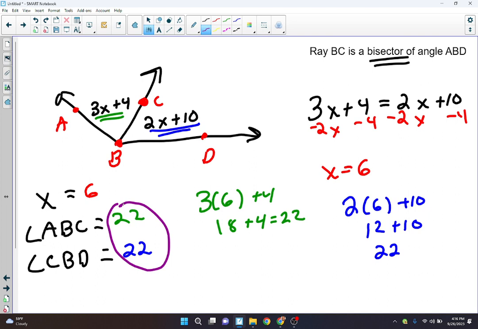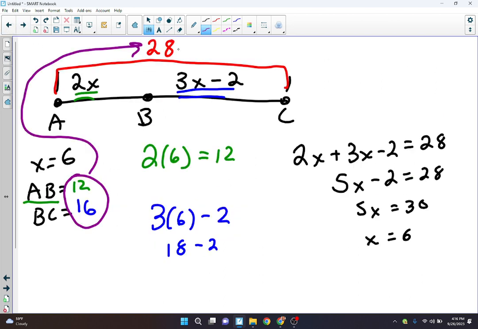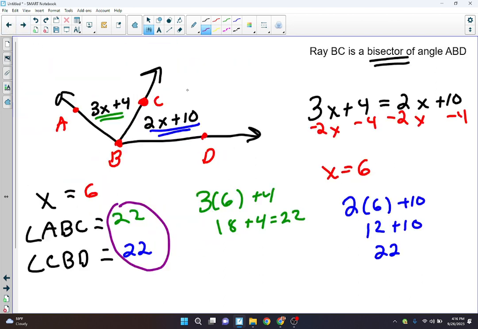Okay? So when it has the equal sign, you subtract the smaller x. I always move the smaller x. In this case, 2x is smaller. The only time you would add the two expressions together is when I give you the total angle or the total line. It's like this, I gave you the total line is 28. If I wanted you to add them, I would tell you the total is like 100 or something like that. Okay?